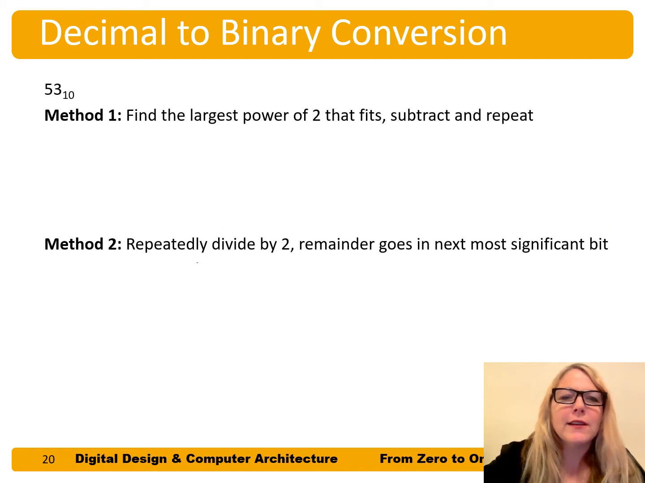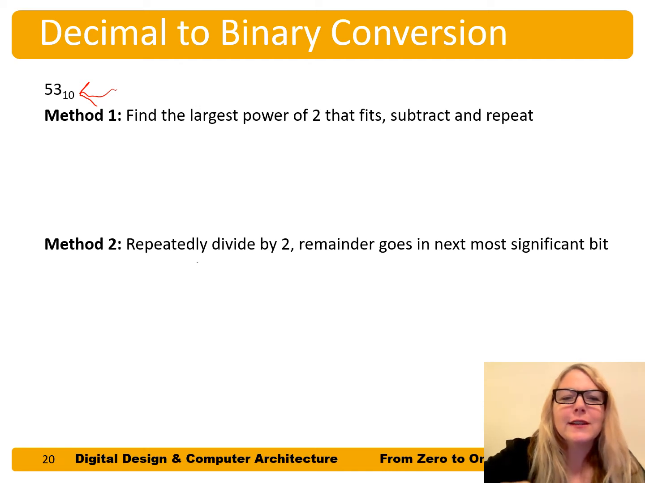So here's method 1. We want to convert the decimal number 53 to base 2 or to binary. So pause your video right now and try to convert this number 53 into a binary number using the method we showed a few slides ago, where we find the largest power of 2 that fits, subtract that number from 53, and continue until we get 0.